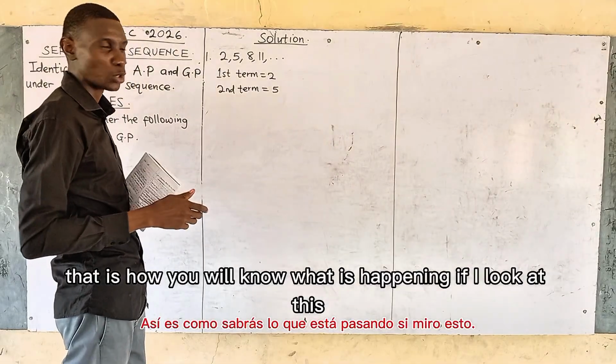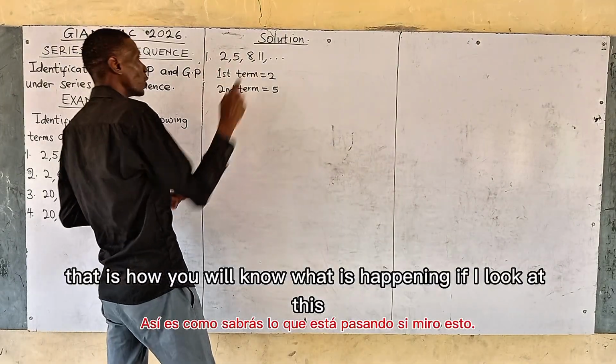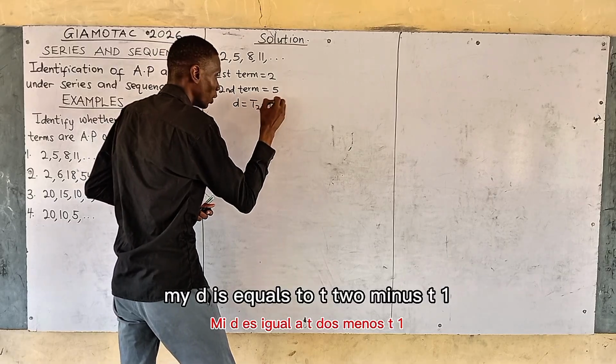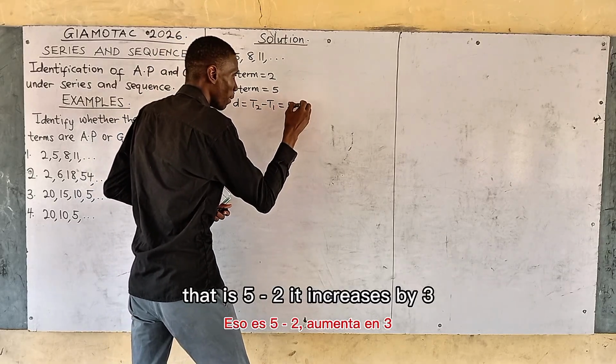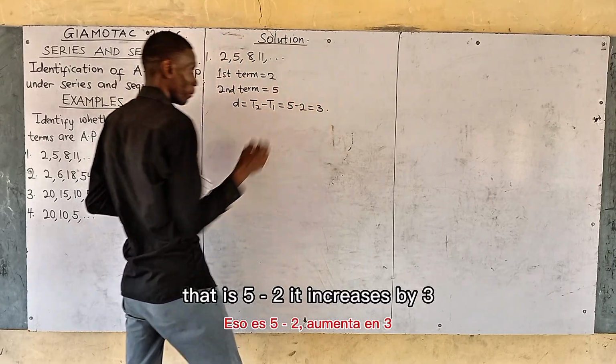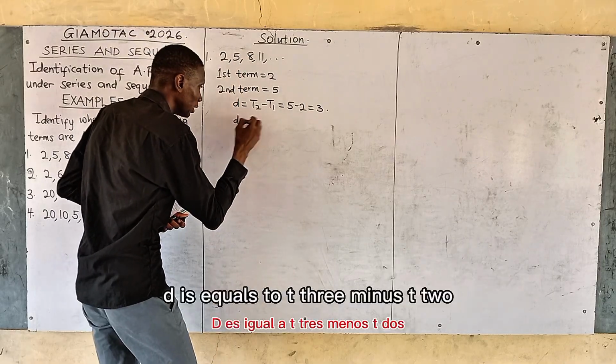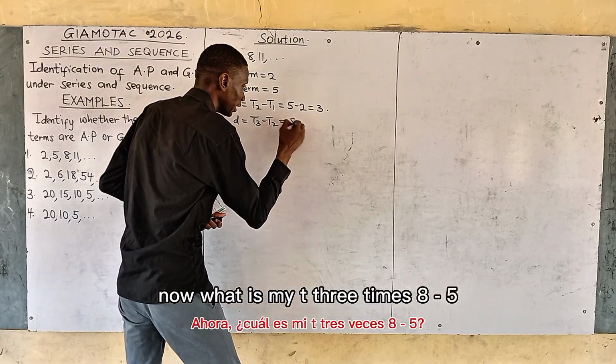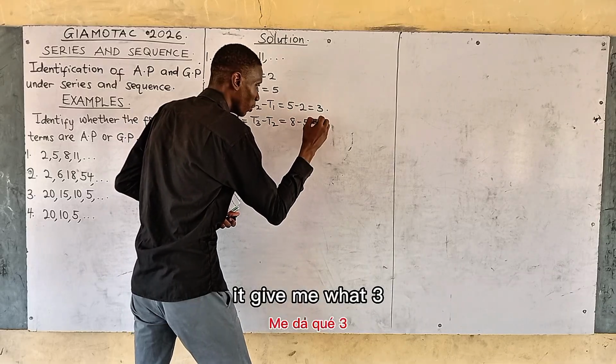That is how you will know what is happening. If I look at this, my D is equal to T2 minus T1. That is 5 minus 2. It increases by 3. I check again. D is equal to T3 minus T2. Now, what is my T3? That's 8 minus 5. It gives me what?